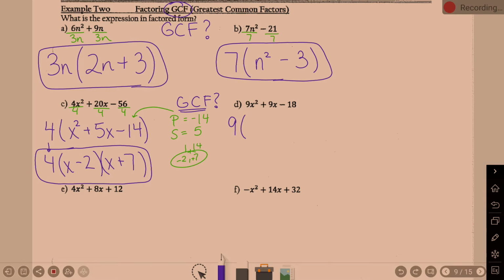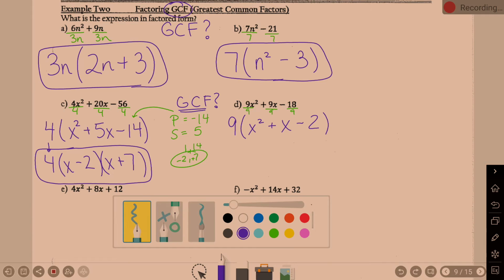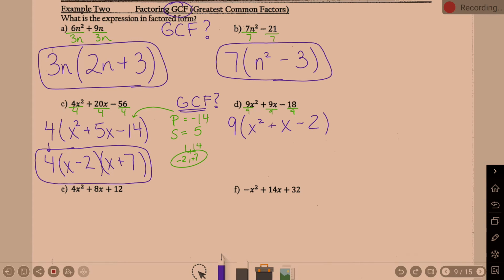9x squared divided by 9 leaves me with x squared. Plus 9x divided by 9 leaves me with x. Minus 18 divided by 9, 2. And I don't know, do you guys want me still writing in divide by 9, divide by 9, divide by 9? If you're past that point, that's fine. If you still want it, go for it.